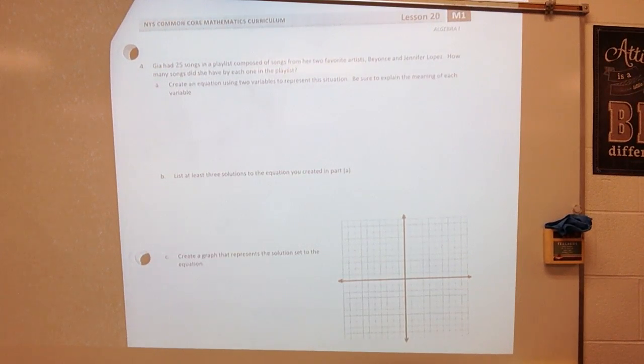All right. Gia had 25 songs in a playlist composed of songs from her two favorite artists, Beyonce and Jennifer Lopez. How many songs did she have by each one in a playlist? Create an equation using two variables to represent this situation. Be sure to explain the meaning of each variable.